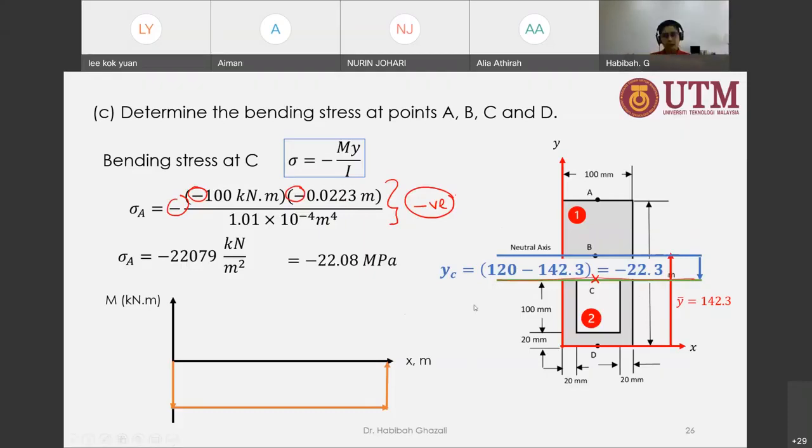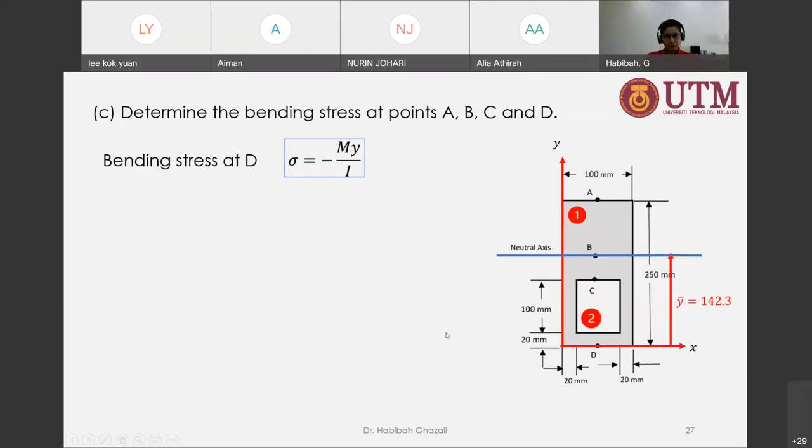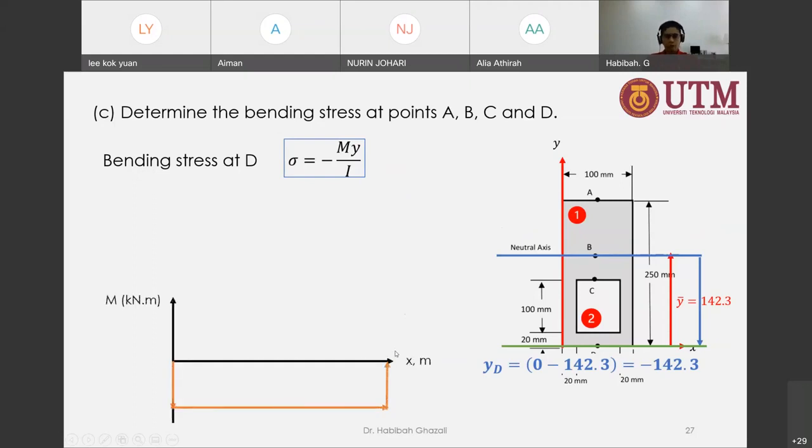Again, that is correct because, as we already established, the lower part is experiencing compression, so it should be negative. Okay, finally we need point D. Point D is at the base of the beam, at a distance of negative 142.3 millimeter from the neutral axis. Our neutral axis is our reference point, so it's going to be negative 142.3 millimeter.